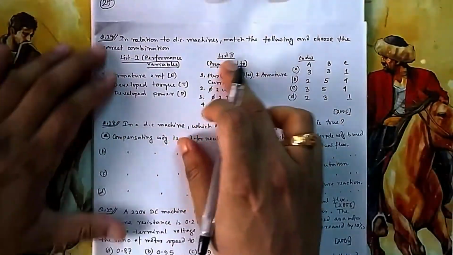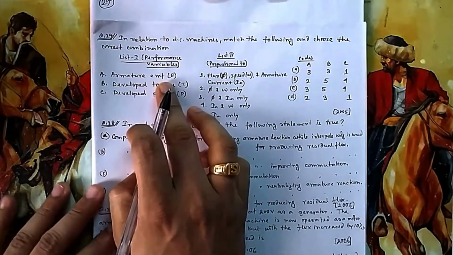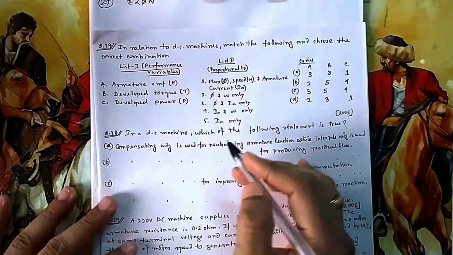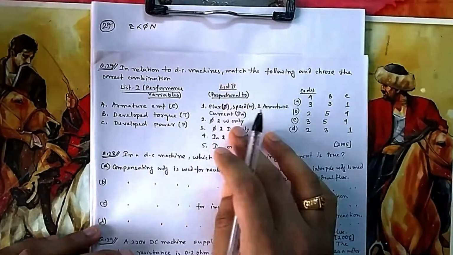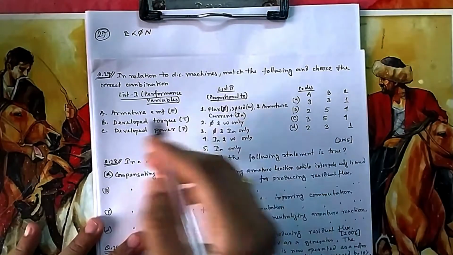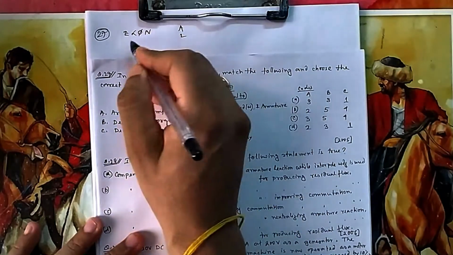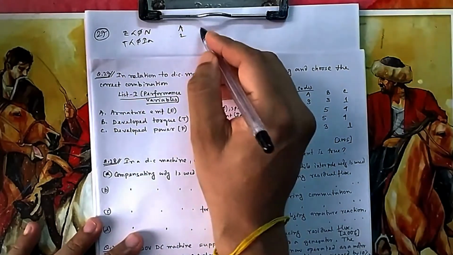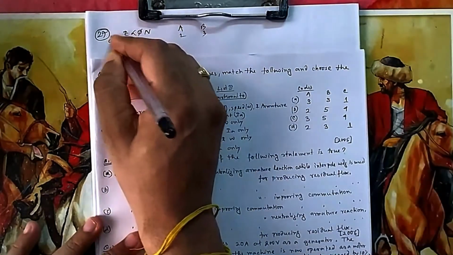Now if you come to question number 27, in relation to DC machine, match the following and choose the correct combination. So armature EMF, that is back EMF. You know back EMF is proportional to phi into N, so it will be phi into omega. Omega means speed, N is also speed, that is RPM, and omega is radian per second. So obviously A will be connected with 2. Next, developed torque. Torque is directly proportional to phi into Ia, so B will be with 3. So 2, 3 you already got, which means it is option D. You can directly say.